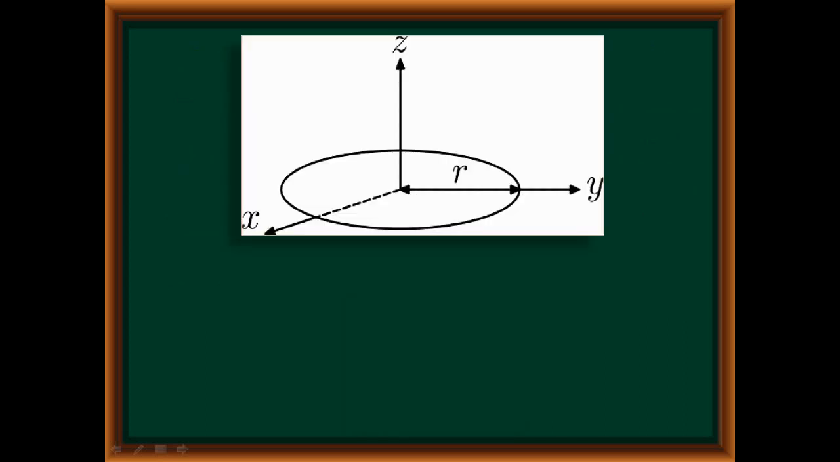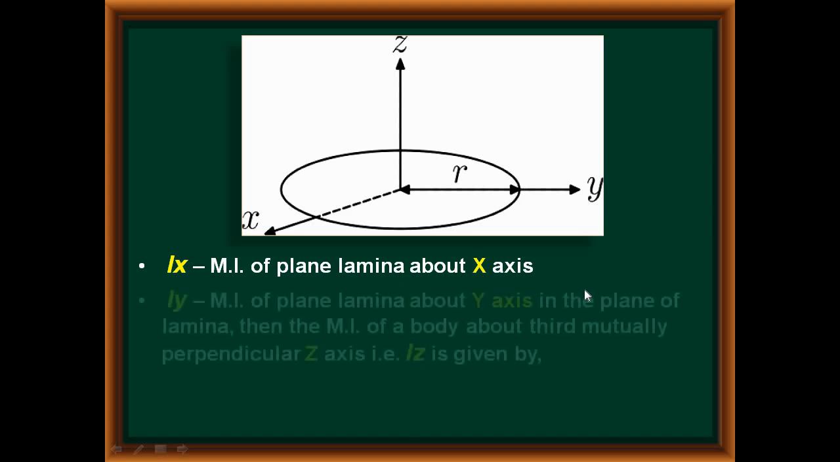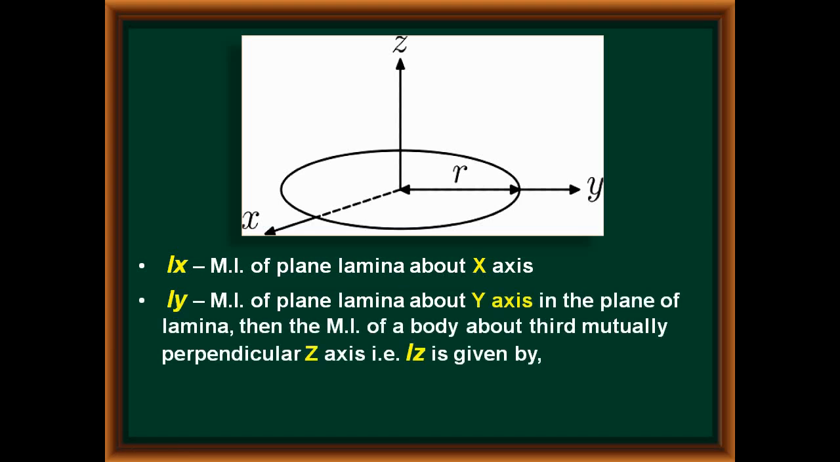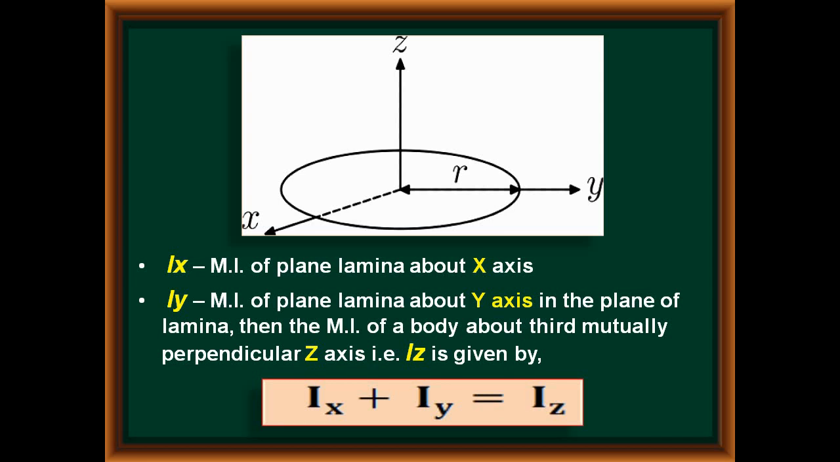Now these are the three axes of rotations x, y and z. X and y are perpendicular to each other, and z is the axis of rotation which is perpendicular to x and y axis, and it is perpendicular to the plane of the lamina. Ix is the moment of inertia of a lamina about x axis. Iy is the moment of inertia of a lamina about y axis, and Iz is the moment of inertia about a z axis which is perpendicular to both the axes. We can write Ix plus Iy equal to Iz. This is according to the theorem of the perpendicular axis.